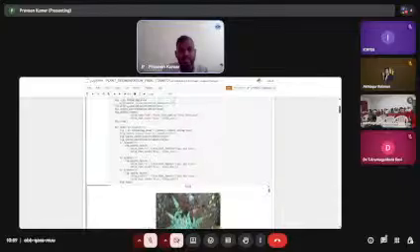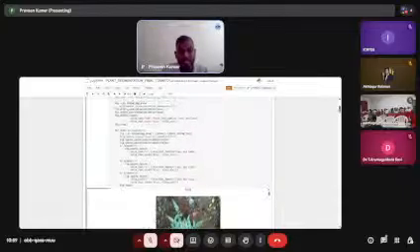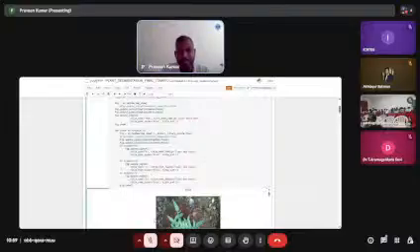Then I'm converting into RGB also, like R, G, and B. This is for separating the images.